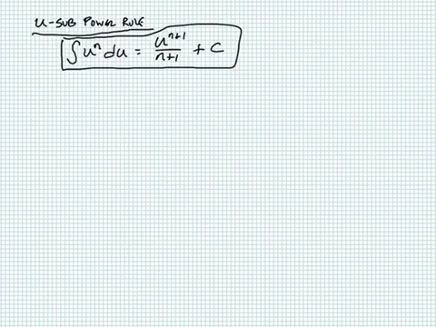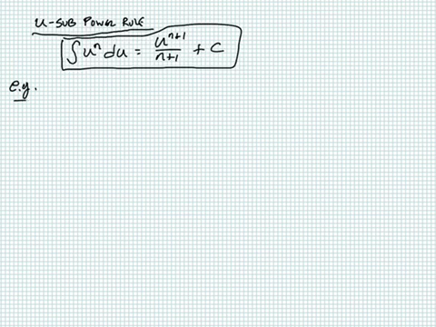This is very similar to the power rule for integrals that we learned in section 4.1 for antiderivatives. The antiderivative of x to the n dx is equal to x to the n plus 1 over n plus 1 plus c. Except here we're changing the variable to u. So let's do an example of this.